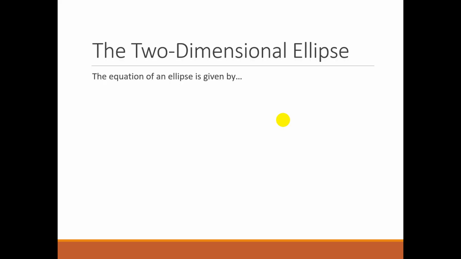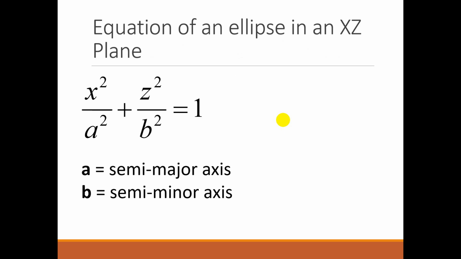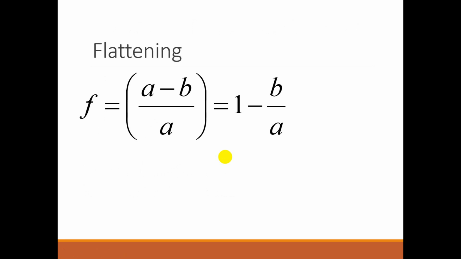The equation of an ellipse is given by x squared over a squared plus z squared over b squared equal to 1. A as the semi-major axis and B as the semi-minor axis. For flattening, F is equal to A minus B all over A, which is also equal to 1 minus B over A. So this is the formula for flattening.